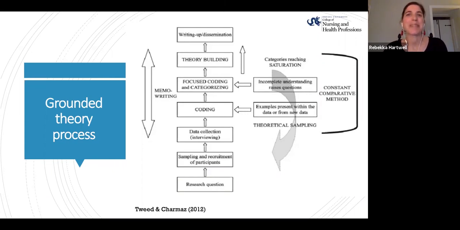Yeah, absolutely. And I think especially with Charmaz, for her, she says it doesn't even have to be a theory at the end. It can almost be a report. It can look many different ways.